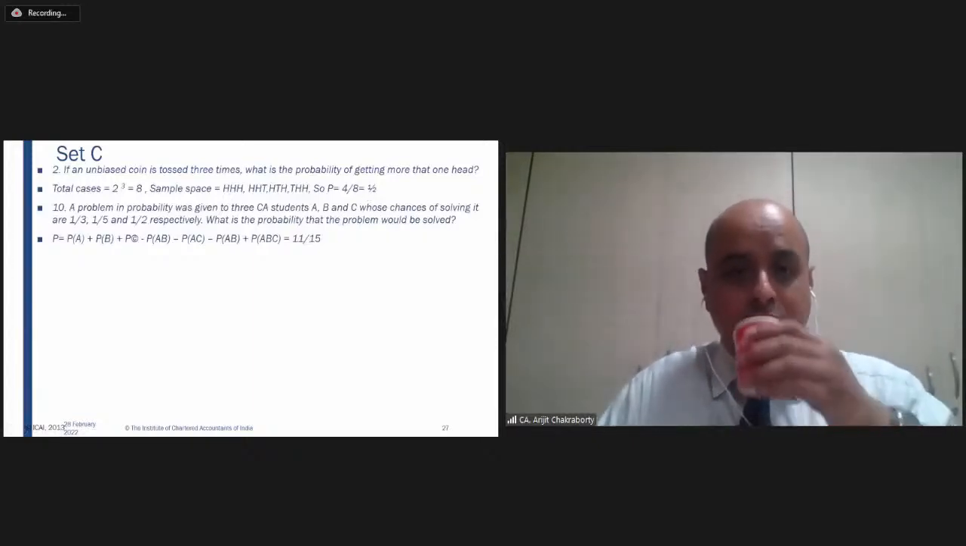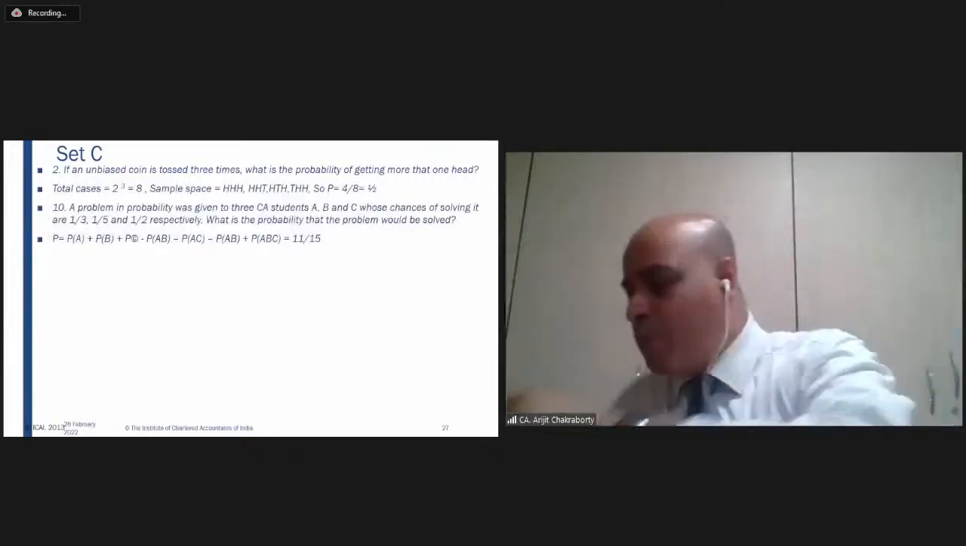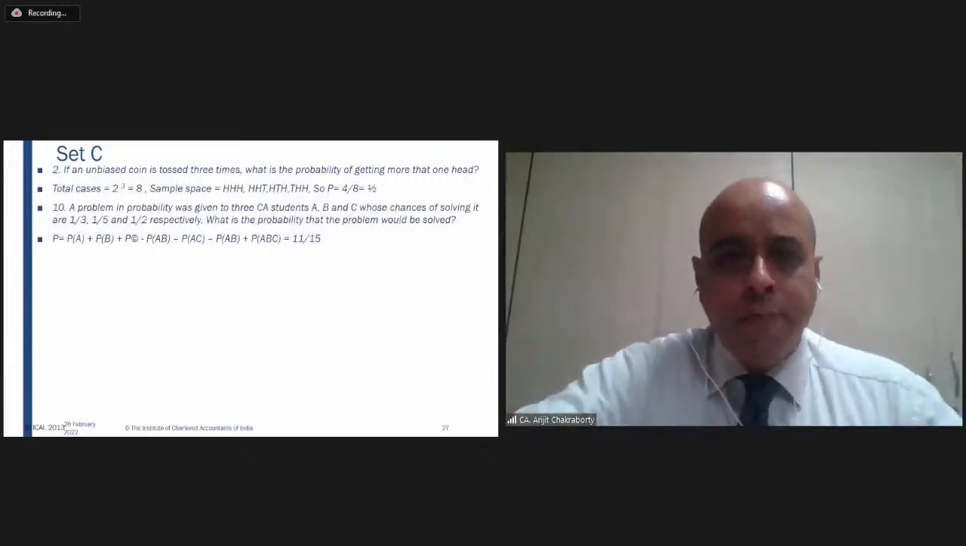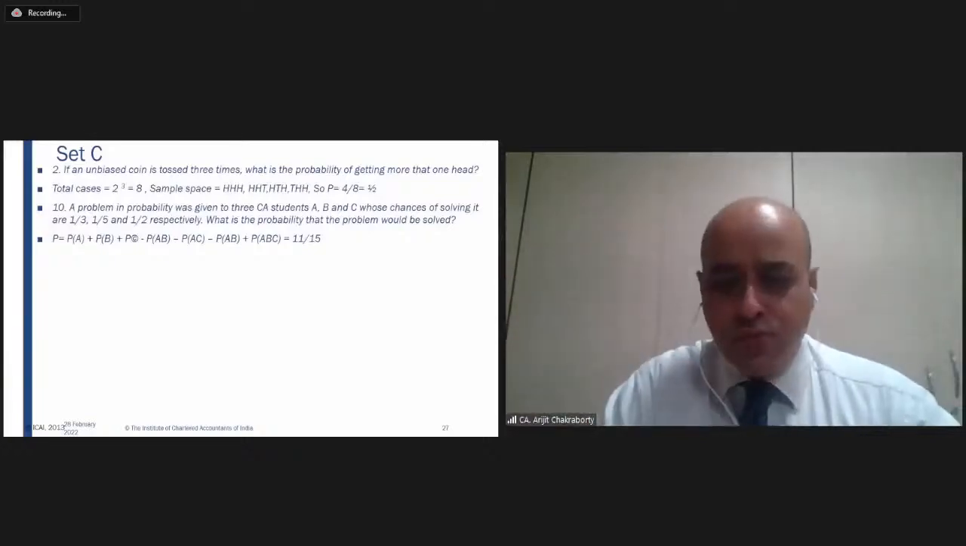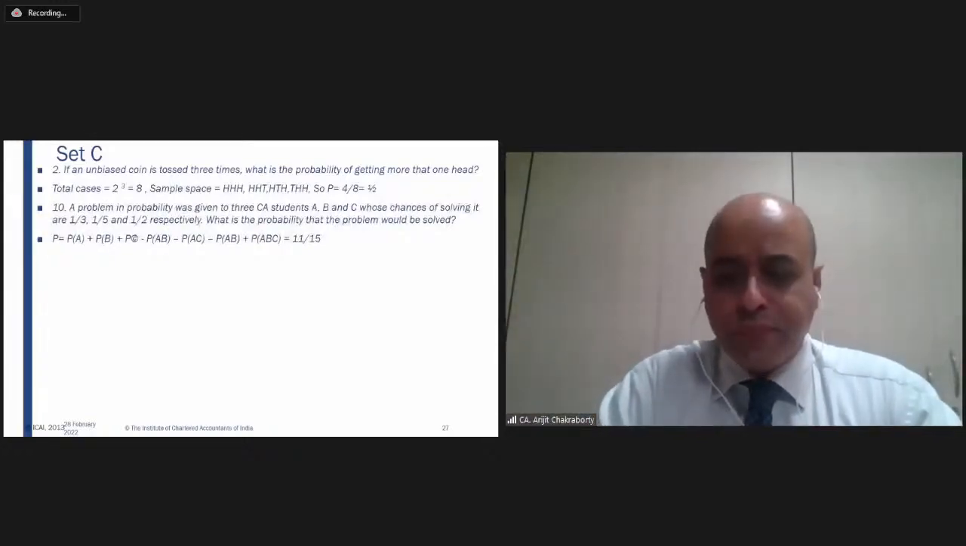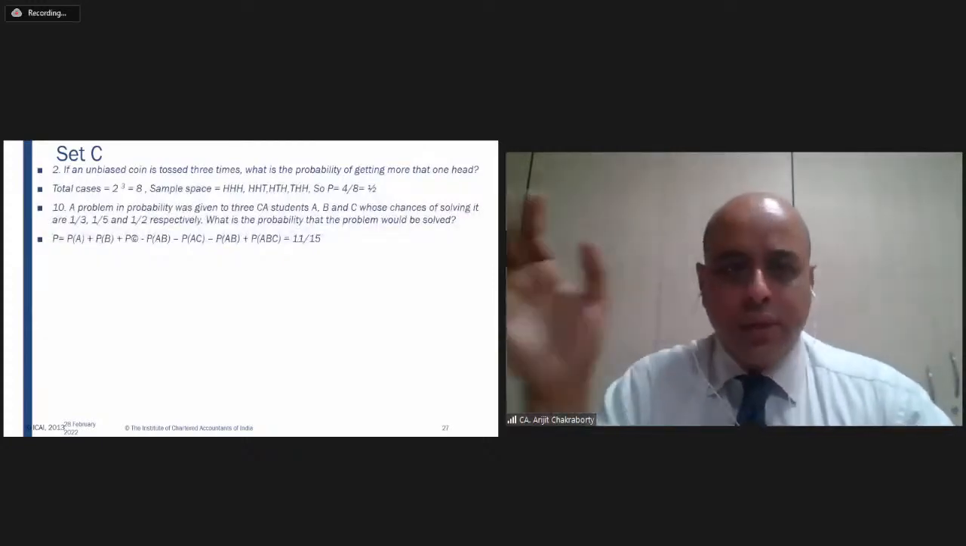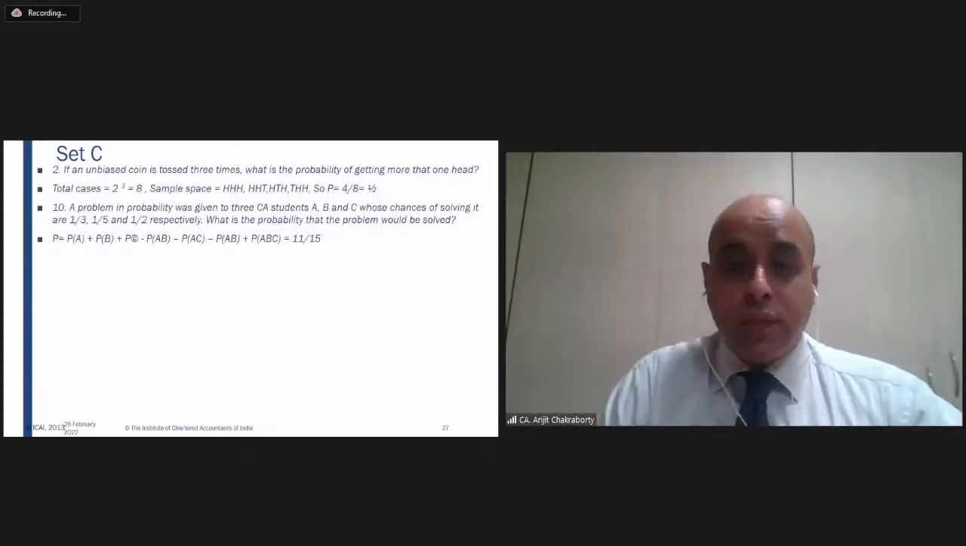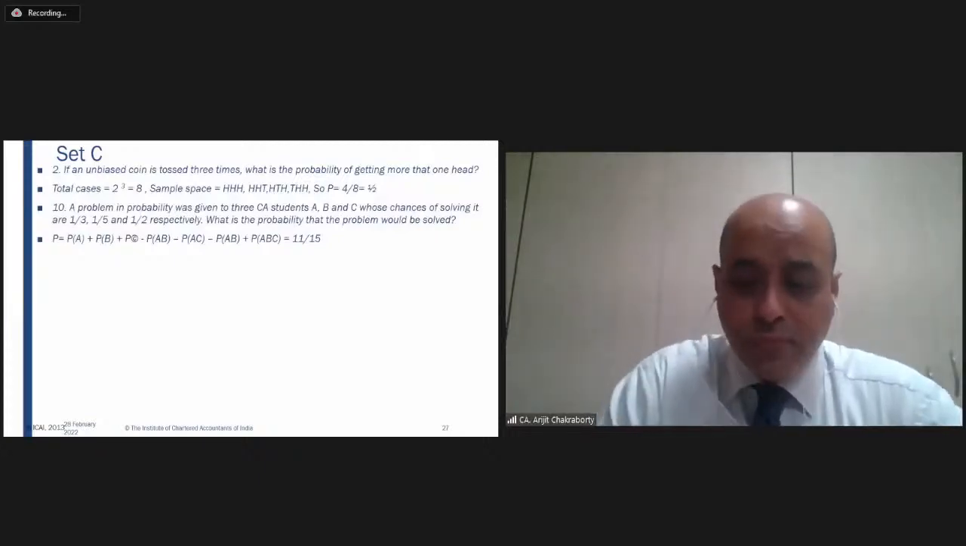Now question number 10. This is based on the formula which we discussed on the first day. The problem in probability was given to 3 CS students A, B and C, whose chances of solving it are 1 by 3, 1 by 5 and 1 by 2. What is the probability that the problem is solved? This is a case where we have to use independence.